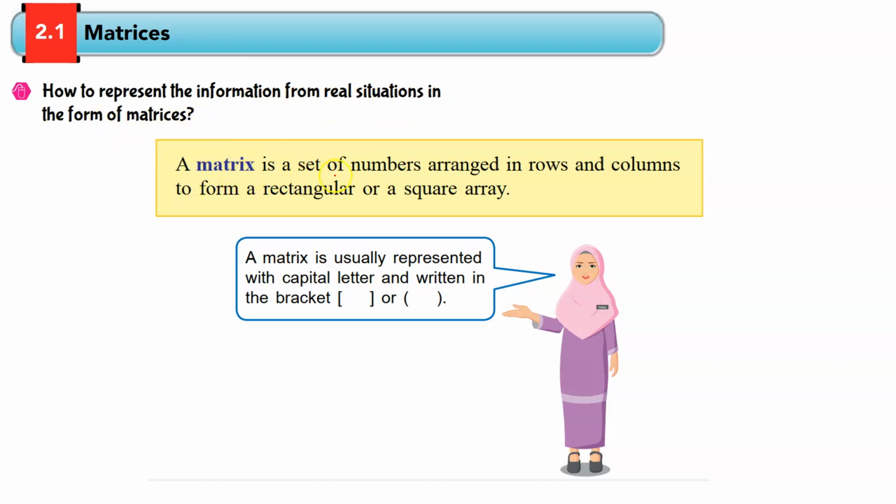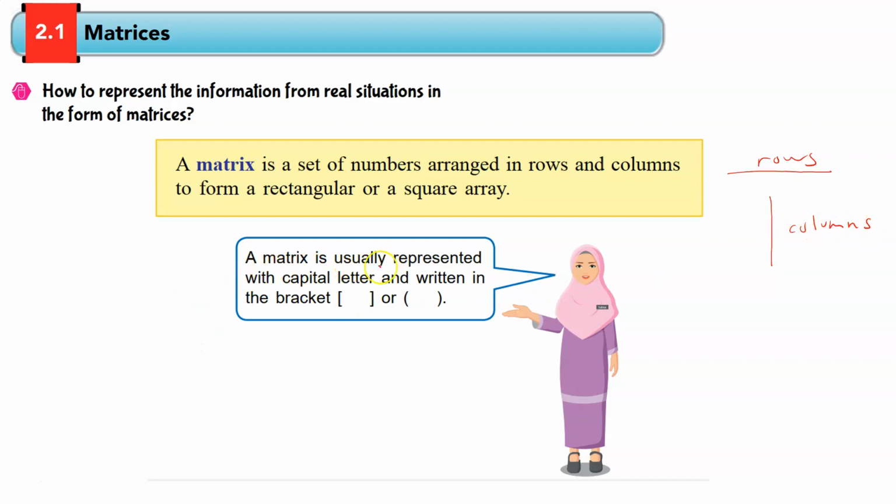A matrix is a set of numbers arranged in rows. Rows mean horizontal rows and columns to form a rectangular or a square array. Columns maksudnya vertically. Nanti kita tengok macam mana.